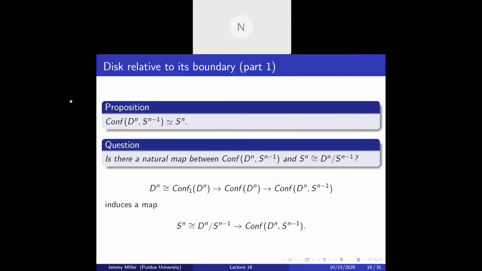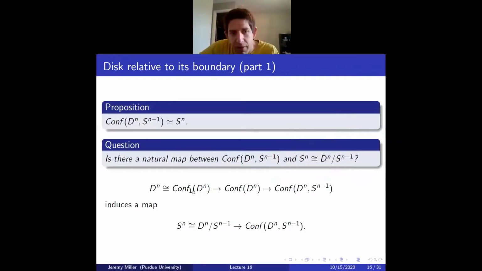Okay, yeah. So what's the map? The disk is the same as configurations of 1 point in the disk, which you can map to configurations. Configurations of 1 point in the disk can include into configurations of all points in the disk, and then this has a quotient map to configurations in the disk relative boundary.